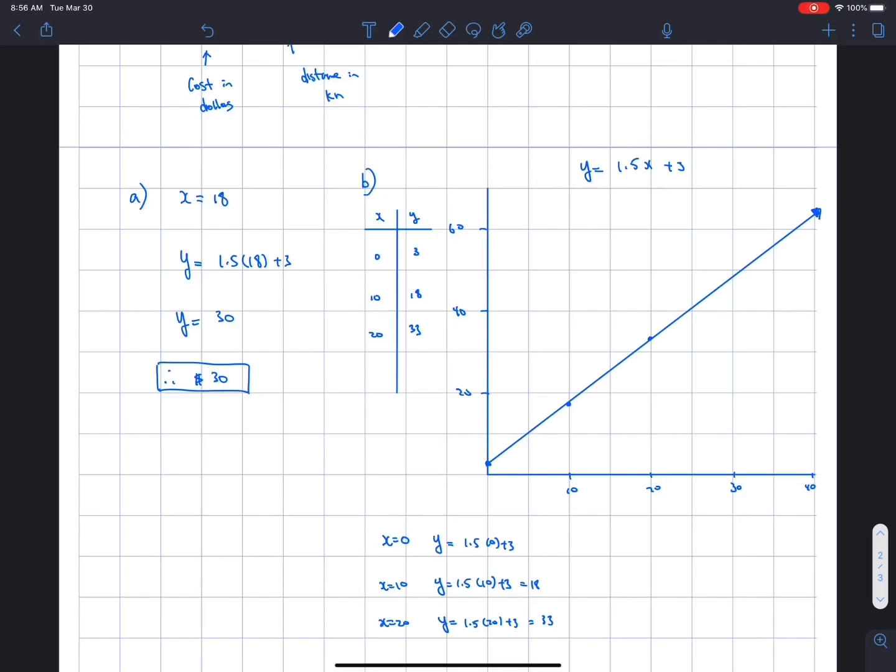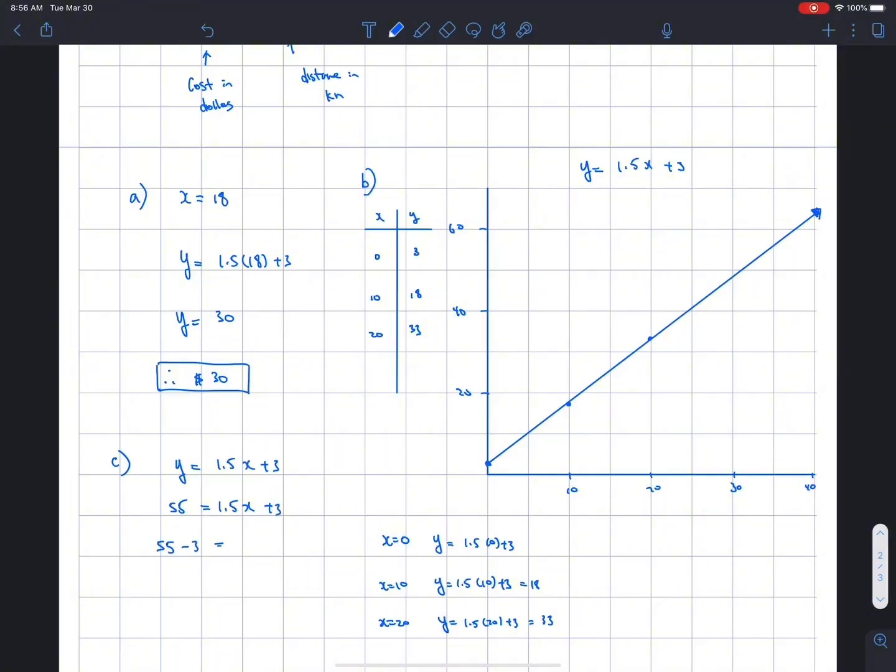Okay, C. If the fare was 55, how many km was the taxi ride? Still using the same equation, y equals 1.5x plus 3. And this time y is 55. That's the cost.